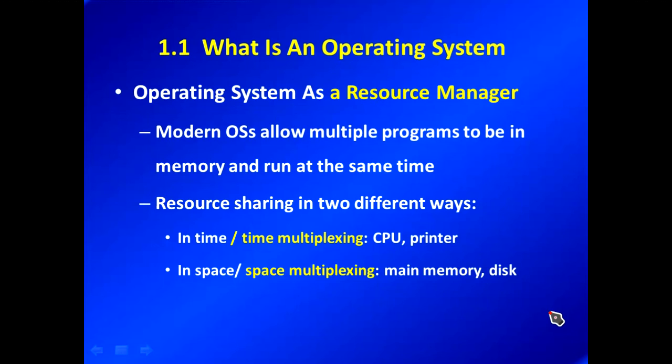So we need to know how to share them in two different ways. The first sharing way is to share a resource in time, or we can call it time multiplexing. The second way is to share a resource in space, or we can call it space multiplexing.